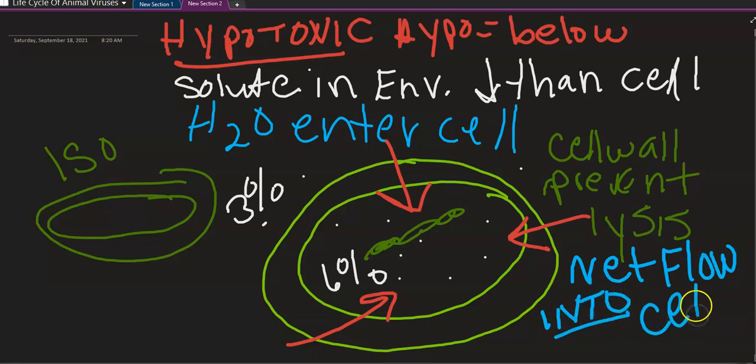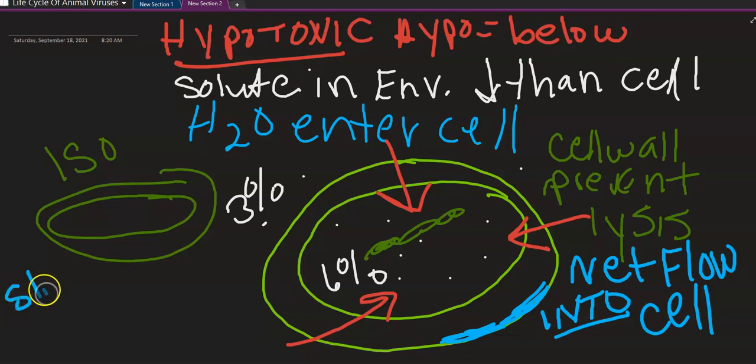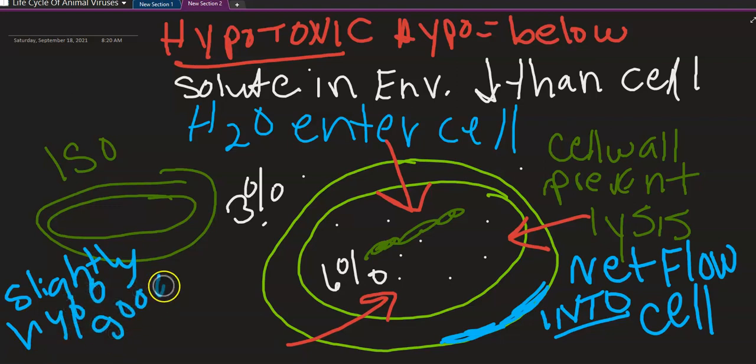Into the cell. All right. So the cell wall here, remember, is important because it prevents the cell from rupturing even though it swells. So this can be a slightly hypotonic environment, can be good for bacteria. So slightly hypo is good for bacteria.